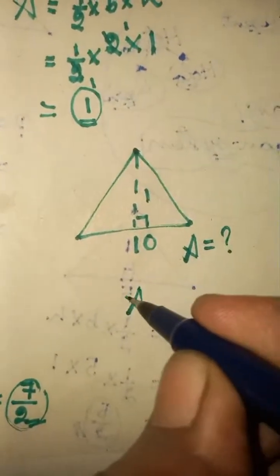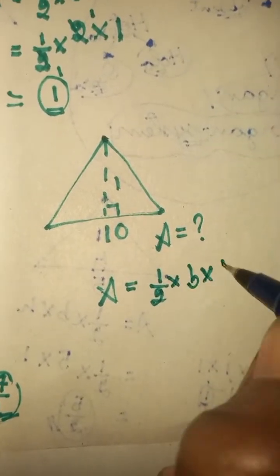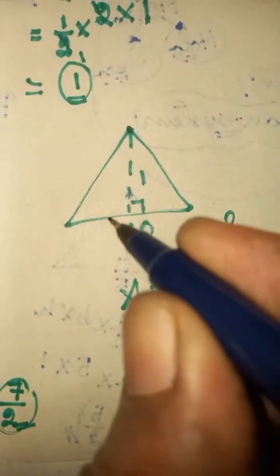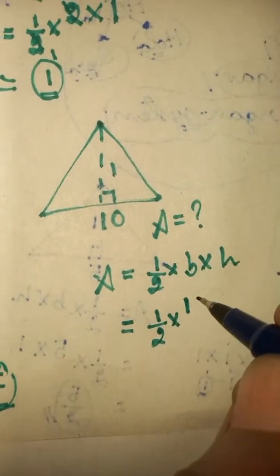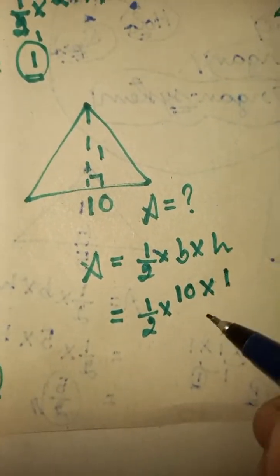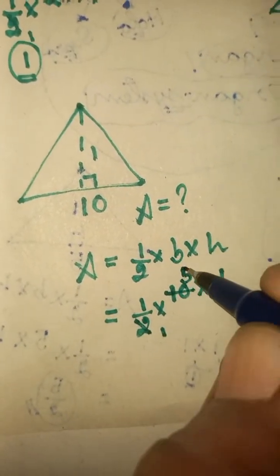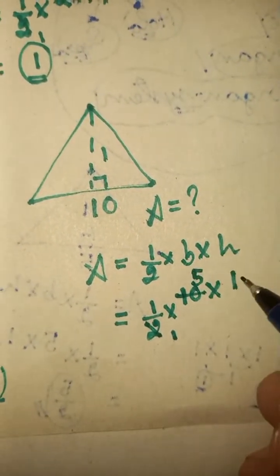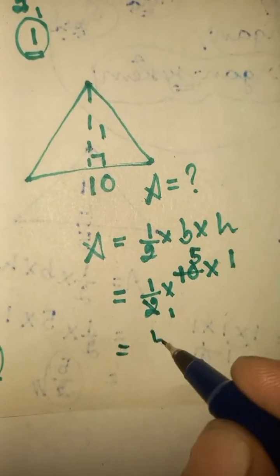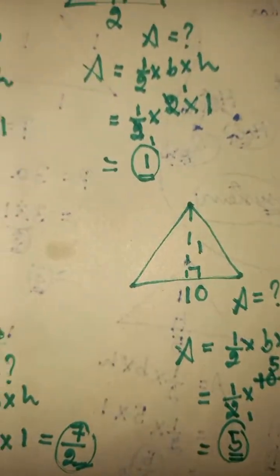Area of this triangle is half times base times perpendicular height. That means half times, this is the base, which is 10 units, times, this is the perpendicular height, that is 1 unit. You can divide denominator and numerator, 2 goes into 10 five times, 5 times 1 is 5. So 5 square units is the area of this triangle.